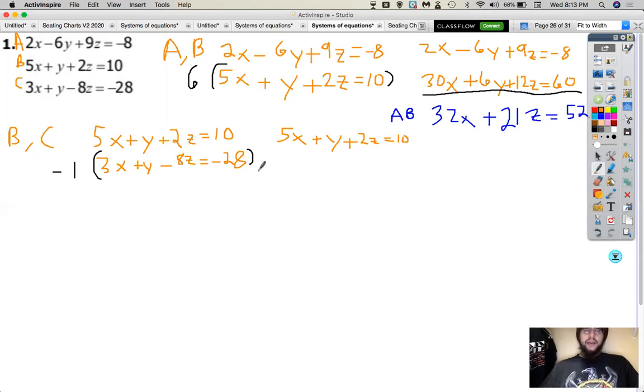And multiply through by negative. That's going to be negative 3x, negative y, positive 8z, and that's going to be a positive 28. Okay, let's combine those. We're going to name this guy BC.